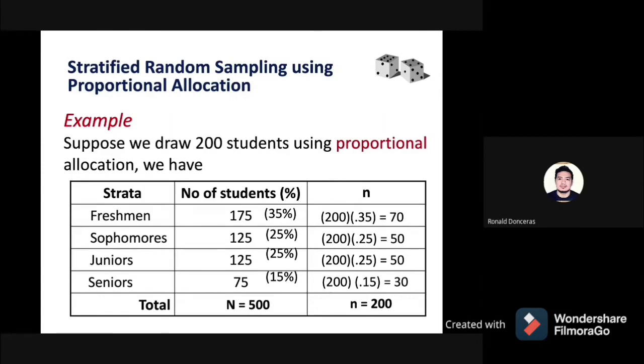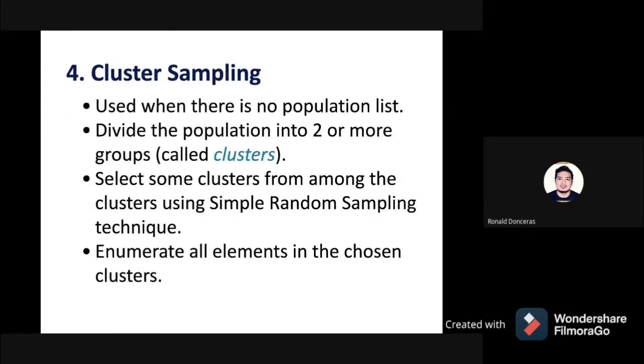So you'll notice kanina sa previous table, kasi nga, equal proportions, equal allocation, regardless as to ilan yung total number, basta equal number of students ang kukunin natin na sample size, okay, bawat stratum. So dito sa proportional allocation, mapapansin natin na magkaibang values ng mga stratum natin based on the computation. So you have 70, 50, 50, 30, and it will total to 200 as the desired number of sample size for this particular example. Now, the last one, we have here cluster sampling.